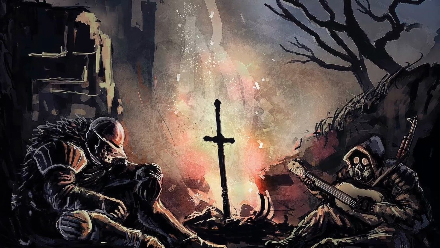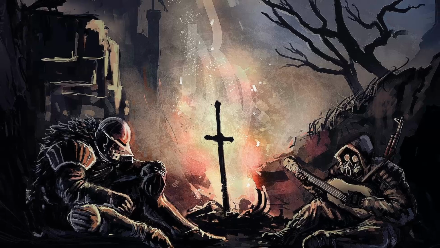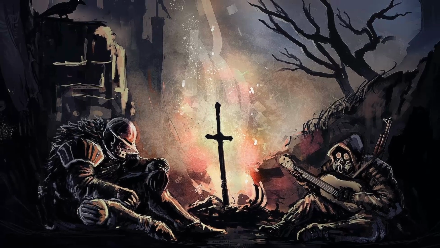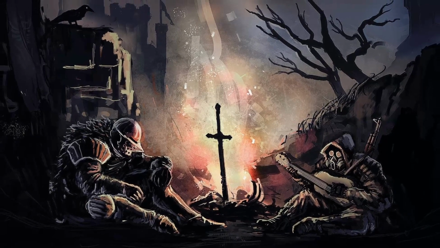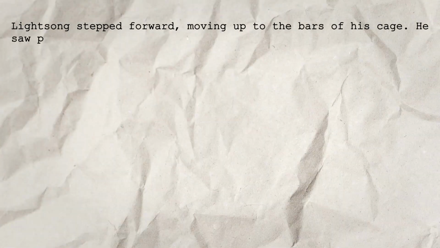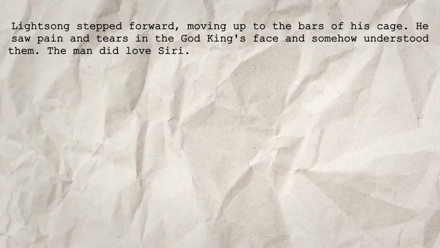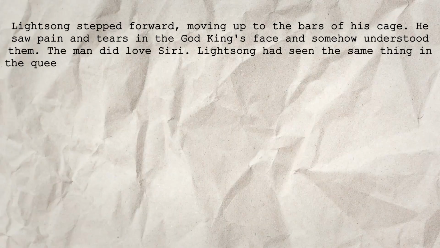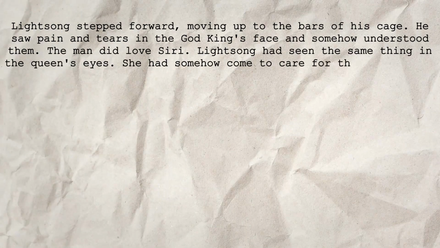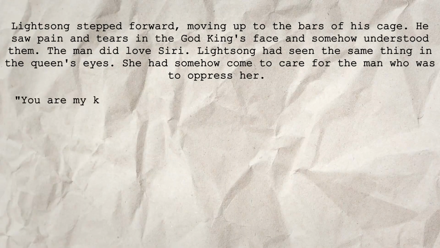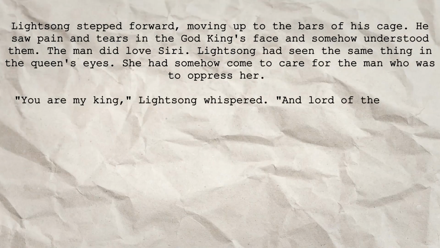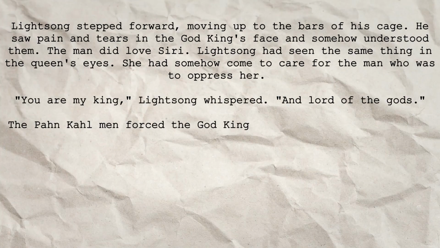In Warbreaker, Lightsong's epiphany about his purpose and his act of sacrifice to save the God King symbolizes this shift. Lightsong stepped forward, moving up to the bars of his cage. He saw pain and tears in the God King's face, and somehow understood them. The man did love Ciri. Lightsong had seen the same thing in the Queen's eyes. She had somehow come to care for the man who was to oppress her. "You are my king," Lightsong whispered, "and lord of the gods."